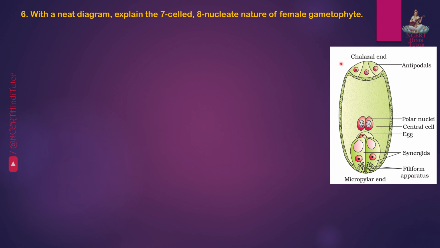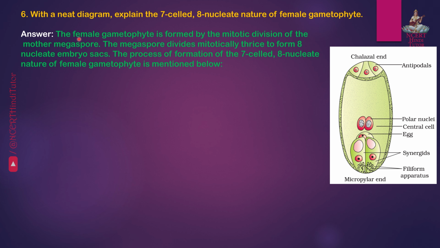So friends, this is the diagram. This is the chalazal end, these are the antipodals, these are the polar nuclei, this is the central cell, this is the egg, these are the synergids, and this is the filiform apparatus, the micropylar end. The female gametophyte is formed by the mitotic division of the mother megaspore. The megaspore divides mitotically thrice to form 8-nucleate embryo sacs. The process of formation of the 7-celled, 8-nucleate nature of female gametophyte is mentioned below.